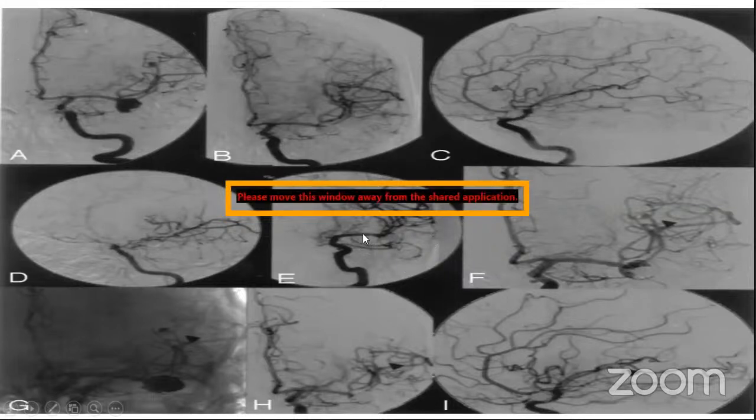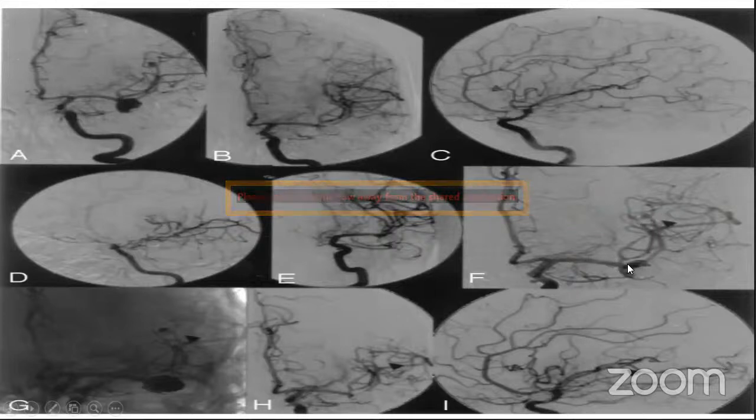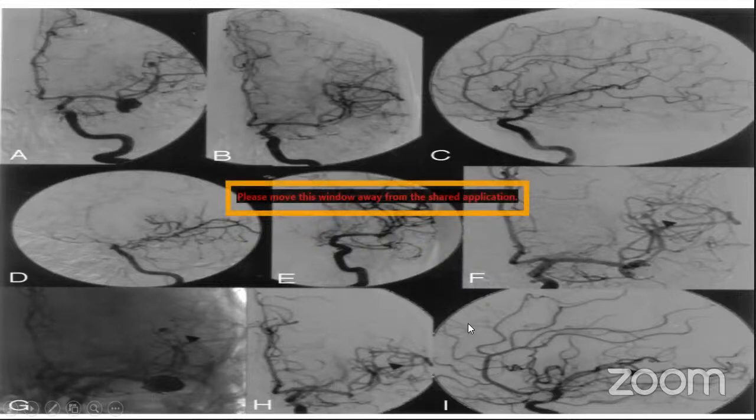You can see this is the ICA again. This is the MCA. This is the lenticulostriate artery, and again you can see a component. And after balloon-assisted coiling, the size of the aneurysm has been significantly reduced, and the patency of the arteries can be seen normally. This is the right MCA. This is the left MCA, and that can be followed.